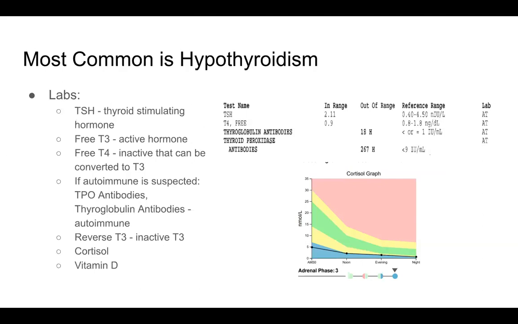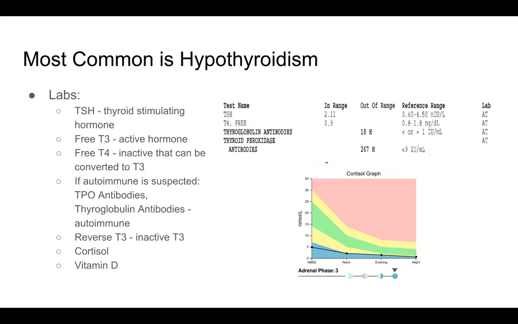Additional things I like to test for are cortisol and vitamin D, because, like I explained earlier about the HPA axis and how that whole pathway works, cortisol does play a big role in your thyroid health. And then I've just got some sample results there for people to see what my tests look like. And then of course the cortisol graph, which is very useful.